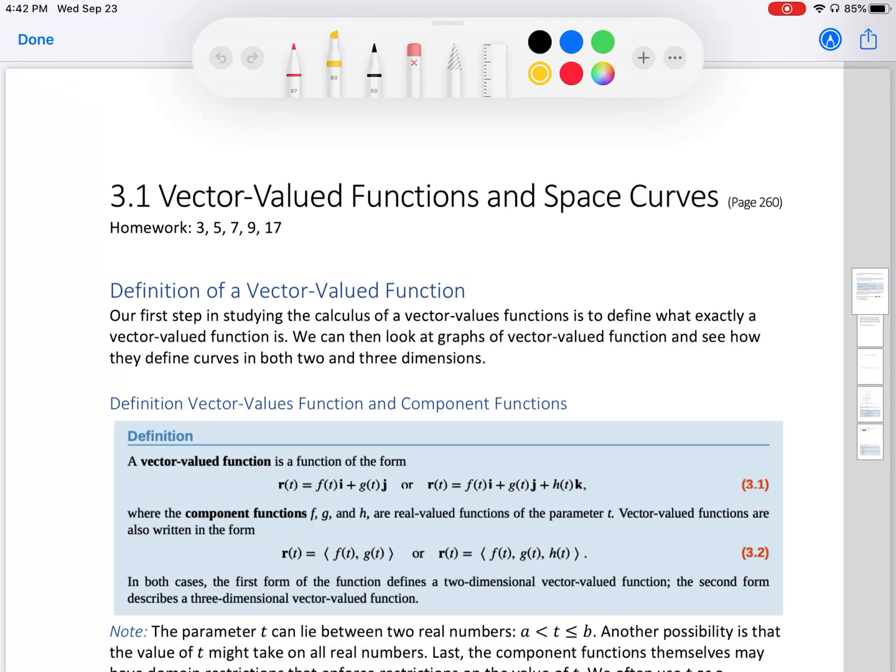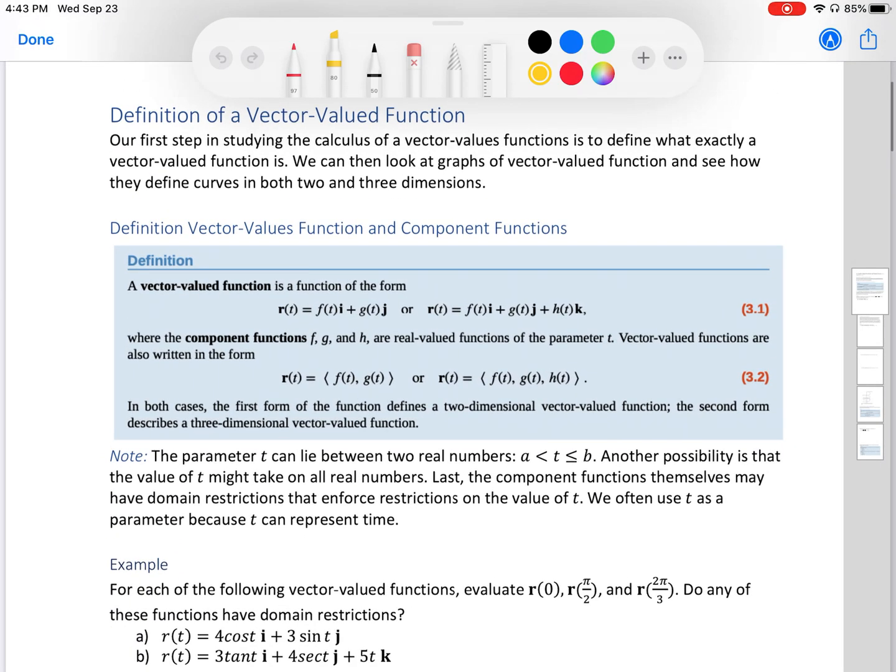Section 3.1 Vector Valued Functions and Space Curves. So let's start off with the definition of a vector valued function. Our first step in studying the calculus of vector valued functions is to define what exactly a vector valued function is. We can then look at graphs of vector valued functions and see how they define curves in both 2 and 3 dimensions. So let's begin with the definition.